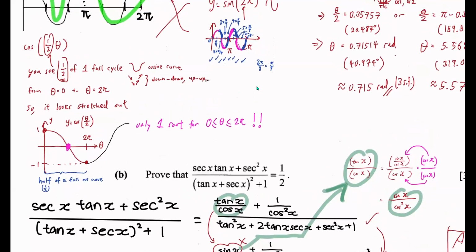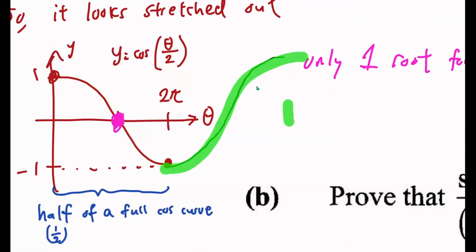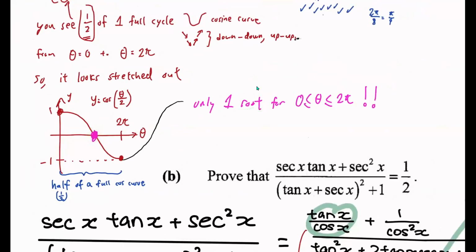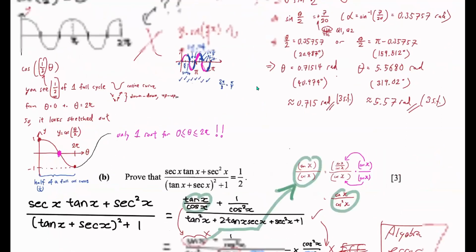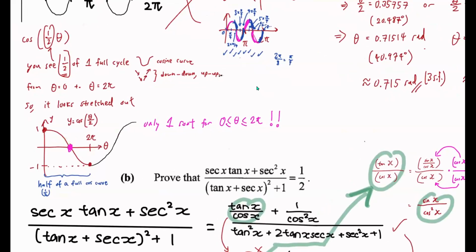Okay, you should only get half of the down, down, up, up. If you want to extend the other half, it will go until 4 pi, but you don't need it. This is irrelevant. So there's only one point of intersection, only one, what I call a root. Then from there you can solve. This one will be pi. Yes, correct. So theta equals pi. Yeah, theta equals pi, right?